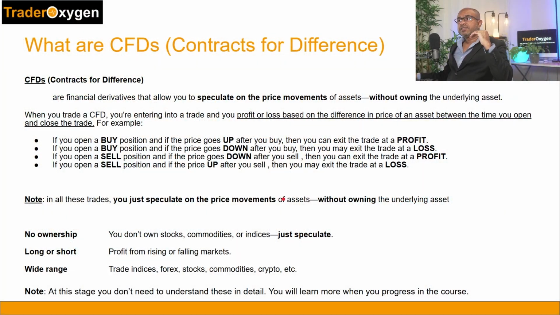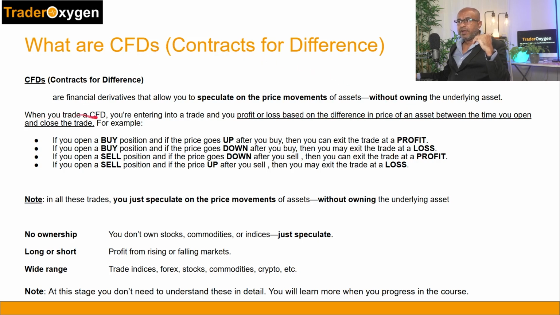So what are CFDs? CFD stands for contracts for difference. They are financial derivatives that allow you to speculate. Speculate means predict. You speculate on the price movements of assets without owning the underlying asset. So you can speculate on the price movement, whether the price is going up or down, but you don't own the asset. That is the most important point in CFDs.